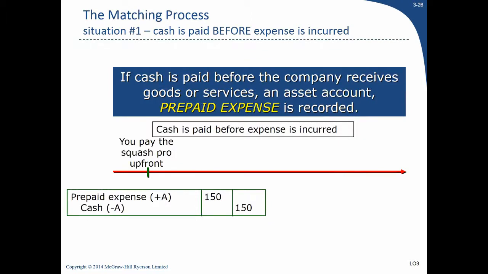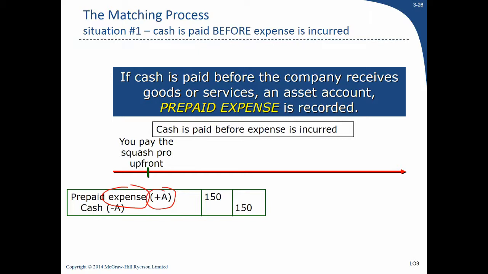Okay, here's the reverse. We were going through the Squash Pro's revenue and liability transactions. Here's how I would record it on my books. I paid the cash, credit cash $150, but I now have the right to 3 squash lessons in the future. That's a future benefit to me, an asset. It's called a prepaid expense. Just because it has the word expense in it does not mean it's an expense. It's an asset account, okay?